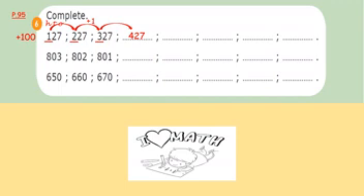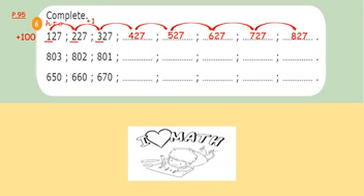427. The next number is 527. I just changed the hundreds digit by adding 1 to it. Then 627. Then 727. Then 827. Look at the ones and the tens in all these numbers. They keep the same, 7 and 2. But the hundreds digit changes from 4 to 5, then 6, then 7, then 8.